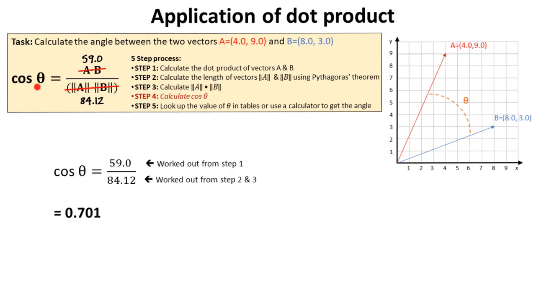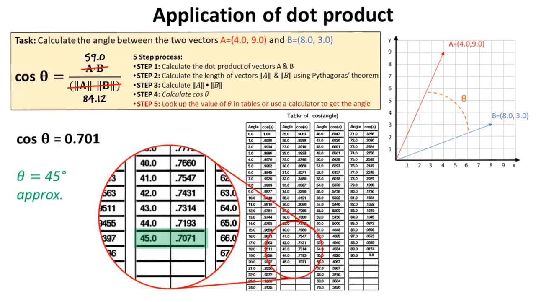Step 4 then is to work out this section here, and of course we have the value 59 worked out from step 1 and the value 84.12 worked out from steps 2 and 3, and the result of this number divided by this number is 0.701, and we can move on to step 5.